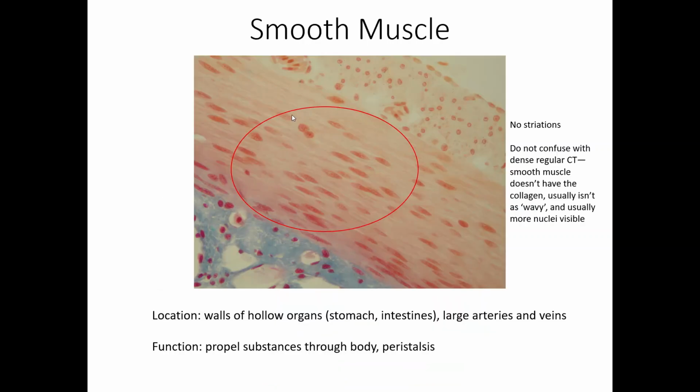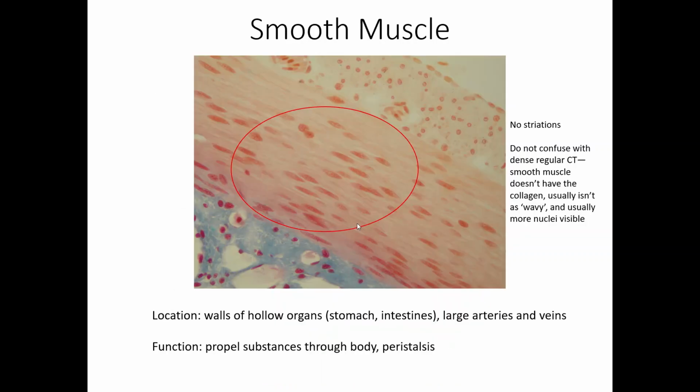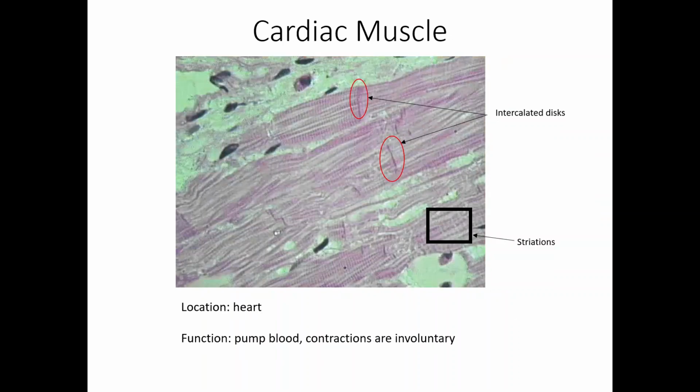So let's look at each one. All right, so smooth muscle first. Again, no striations. Sometimes they will have a nice symmetrical appearance. If you looked at this picture, that's not quite so symmetrical. But we're not going to confuse this with dense regular connective tissue, which was very wavy. There's really not a whole lot of wave to this. And again, these nuclei are very prominent and they're very large. Okay, so kind of do your best to keep those straight.